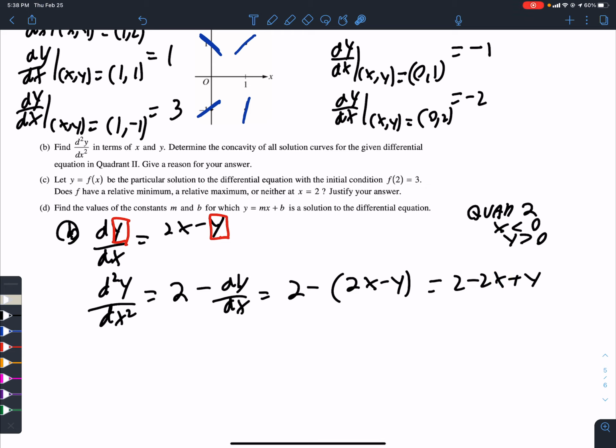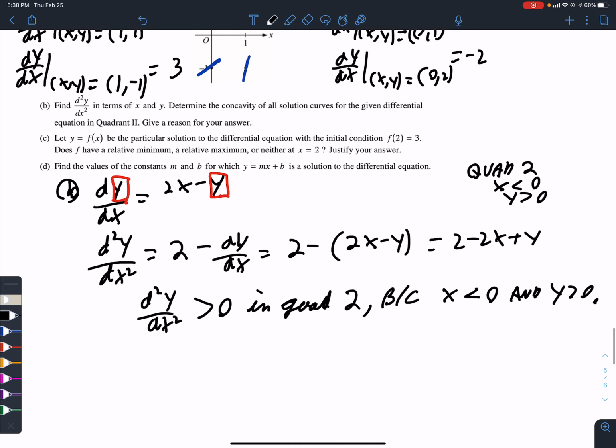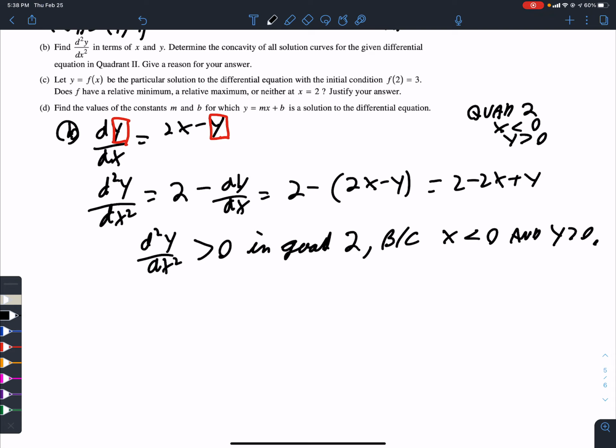The second derivative is positive in quadrant 2 because x is negative and y is positive. Bam. Okay? So that's the analysis.